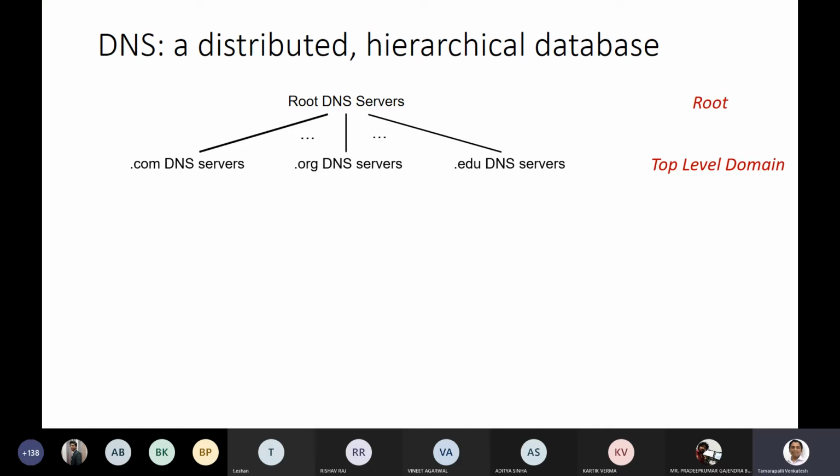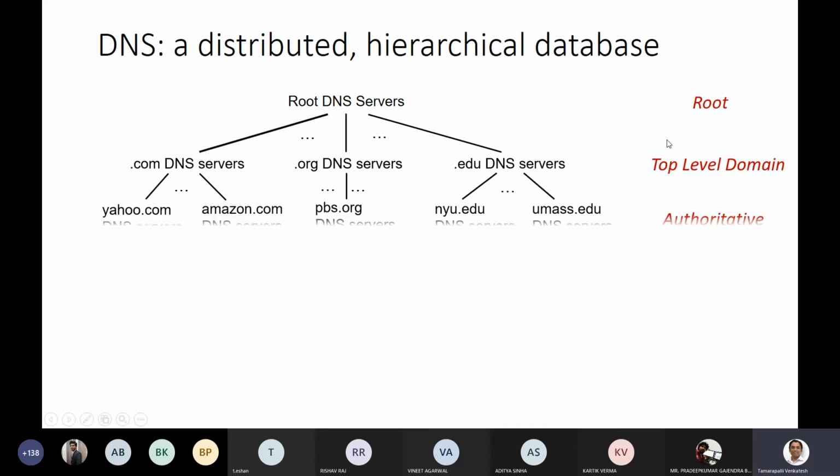So at the topmost level, we have something called root domain name servers, and then at the next level we have something called top level domain servers, TLD servers. And then this distribution or this hierarchy continues downwards all the way to the last level, where we have what are called authoritative domain name servers. So authoritative domain name servers are the servers which are responsible to maintain the correct IP address mapping corresponding to that particular domain name.